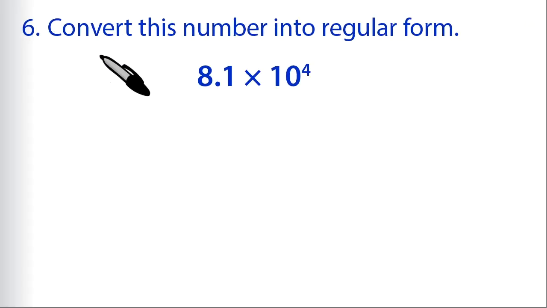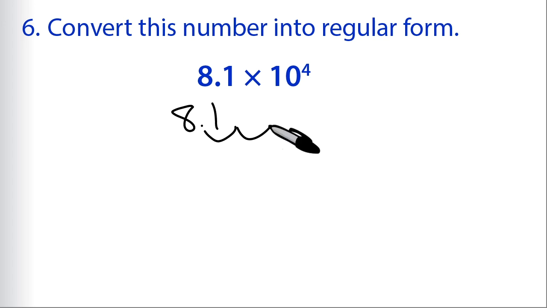For problem 6, we're asked to convert this number into regular form. And we're given 8.1 times 10 to the 4. And we want to write that in regular form. And we can do that either by multiplying 10 fours together or by moving the decimal point. So we start out with 8.1, and then we move the decimal point 4 places to the right.